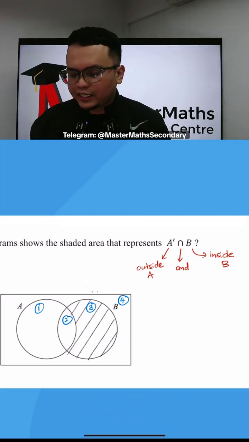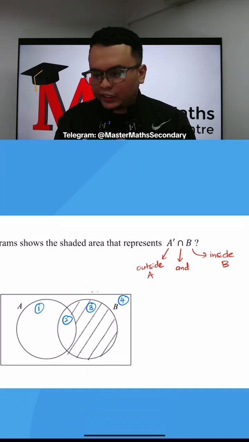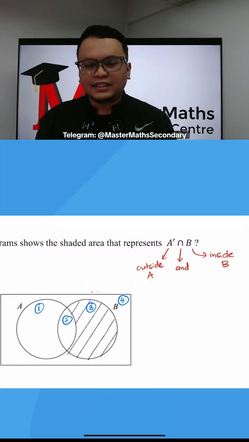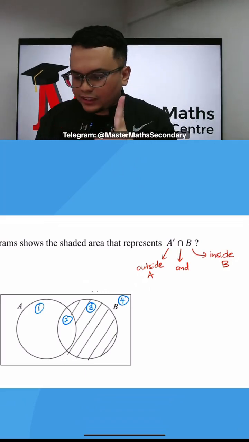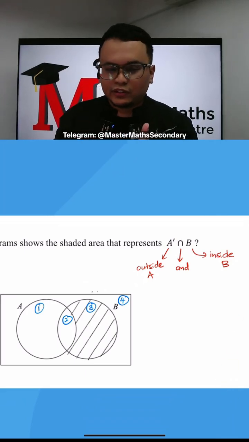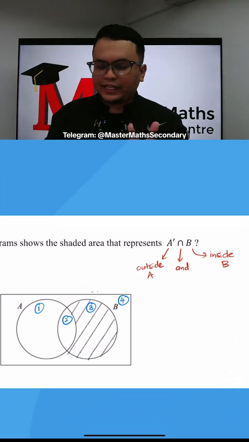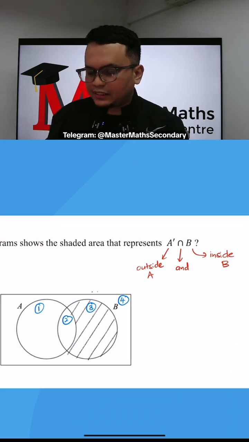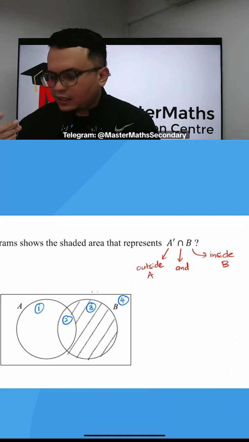And ask yourself, now it's an intersection, right? It means that you must fulfill both conditions. It must be outside of A and it must be inside of B. So in this case, only region 3 fulfills that condition. Region 1 is not an answer because it is inside of A. It doesn't fulfill the first condition. Region 2 we reject because it is also inside of A. Region 4 we reject because it is not inside B. So for an intersection, you must make sure that both conditions are satisfied.